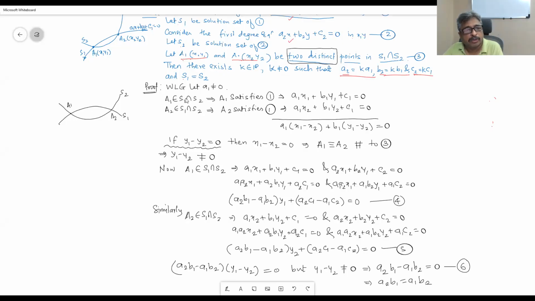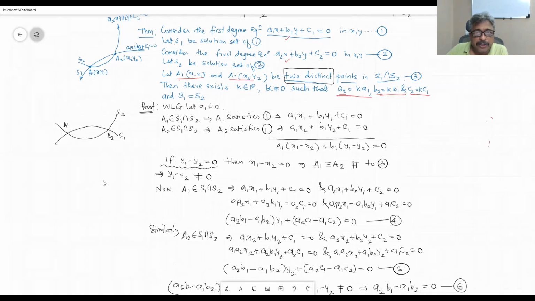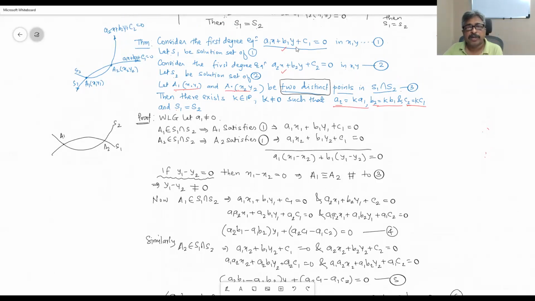Without loss of generality, let A1 is not equal to 0. A1 belongs to intersection, therefore A1 satisfies equation 1. Equation 1 is this: A1x plus B1y plus C1 is equal to 0. So A1x1 plus B1y1 plus C1 is equal to 0. A2 satisfies again the equation number 2, A1x2 plus B1y2 plus C1 is equal to 0. You subtract these two equations, we get A1(x1 minus x2) plus B1(y1 minus y2) is equal to 0.